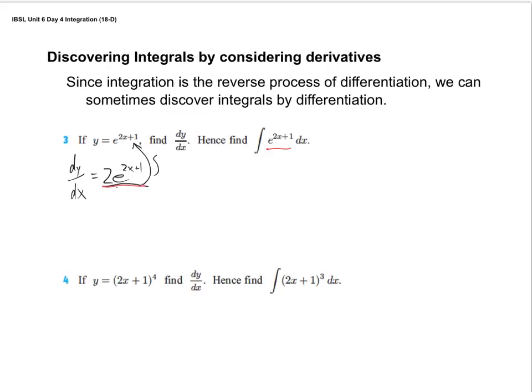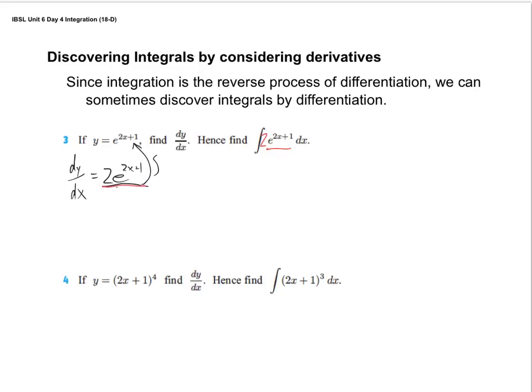I have an e to the 2x plus 1. I need a 2e to the 2x plus 1. What should I do? There we go. We're getting the juices going this morning. All right, so am I allowed to just randomly multiply by 2? No. So what do I have to do? Divide by 2 as well. I need to counter that somehow.